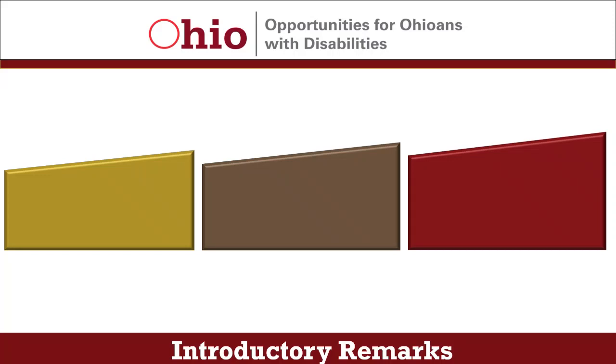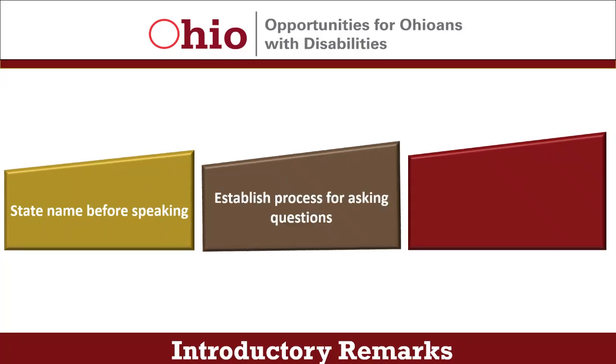Let's start with the presenter's introductory remarks. The first tip is to inform attendees of who to ask if they have a technical issue or encounter a barrier to accessibility. Another is to advise attendees to say their name before they speak. Next, it's important to establish a process for asking questions in more than one way.